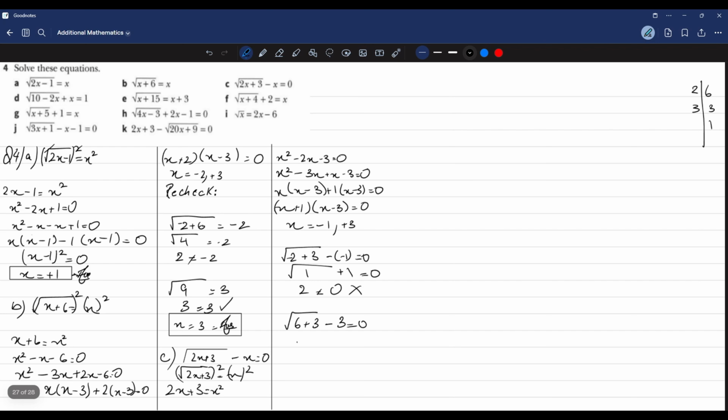Under root 9 is equal to 3. 3 minus 3 is equal to 0. 0 is equal to 0, and this is our correct value. So we can say easily that x equals 3 is our answer for this part. And that's it. I hope I'm being clear.